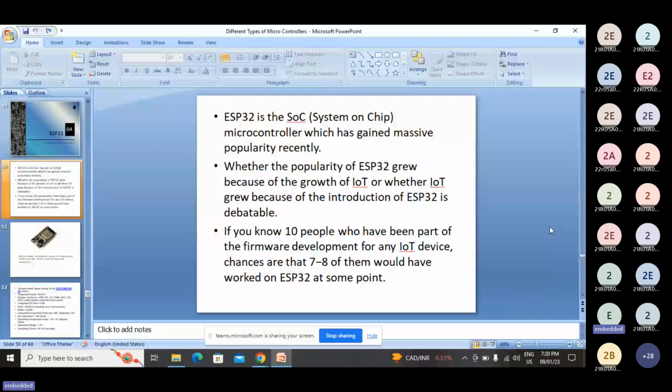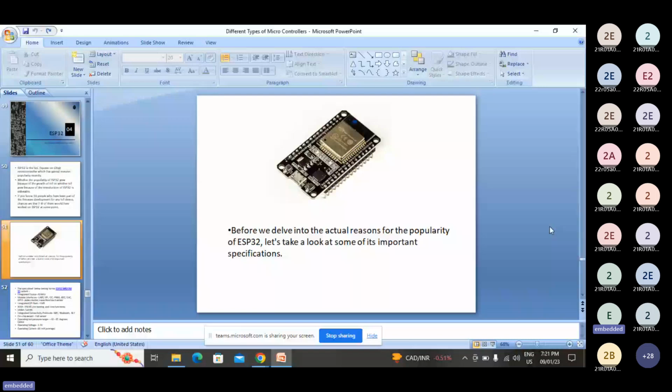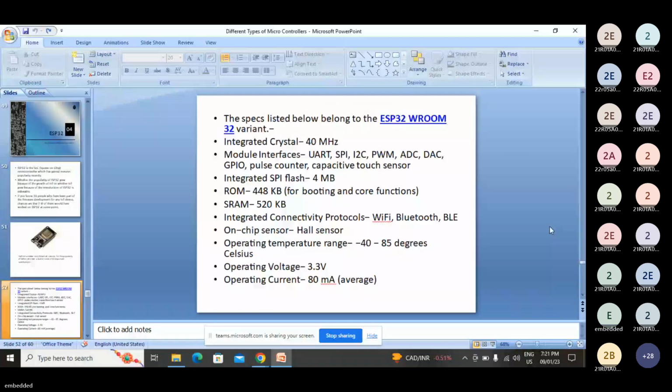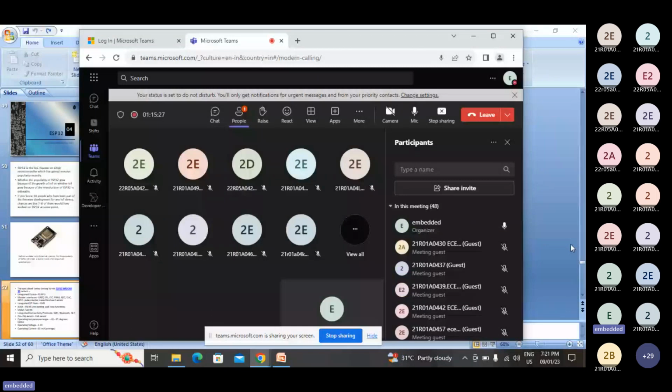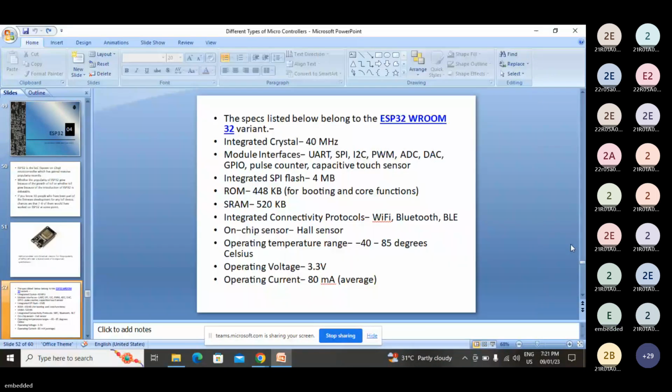So before we dive into the actual reasons for the popularity of ESP32, let's take a look at some of its important specifications. The specs are listed below.